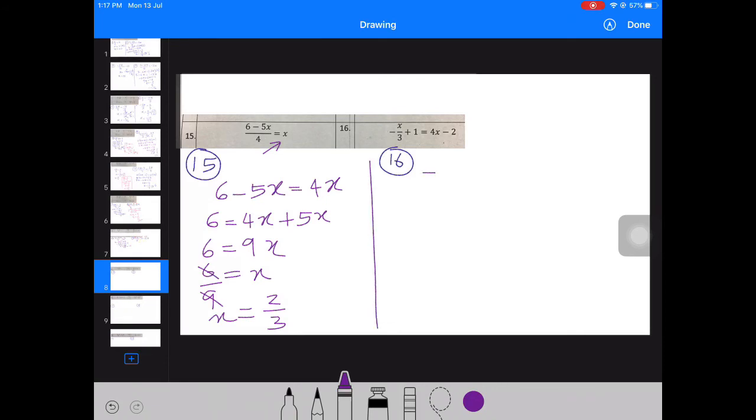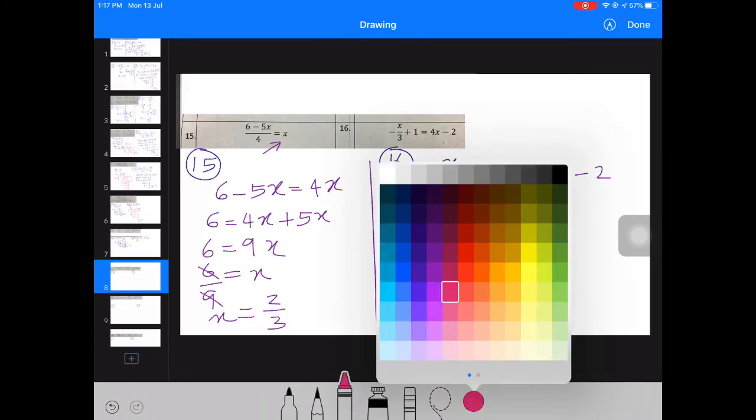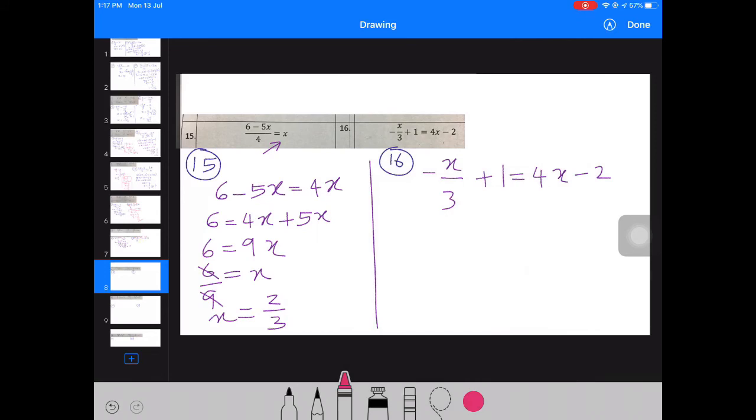Okay, number 16, we have negative x over 3 plus 1 equals to 4x minus 2. Okay, I'm going to remove the fraction first, this 3. So how do I do that? I remove the denominator 3 by multiplying all terms with 3.